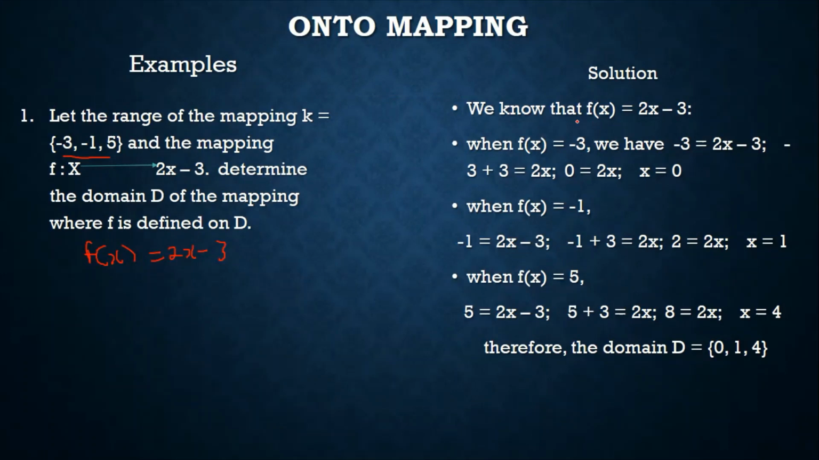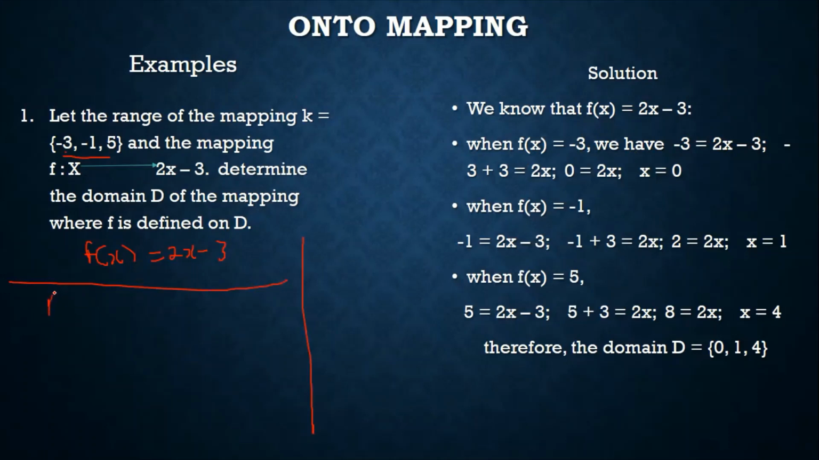Is that okay? Now the first thing to do is to get the elements in your domain. If these are our range, we just put the values into this formula. So putting the values, we have 2x minus 3, where x carries the value of minus 3. So in this case, if we take minus 3 here, we have 3 plus. Okay, let's solve it like a mathematician.